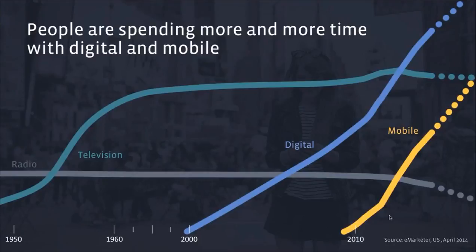And the little yellow line is even more startling. All of us know that we have been shifting to mobile in a big way. But if you look at it, the slope is even steeper than digital. So mobile is one of the key things that's happening in the world, specifically in Asia.